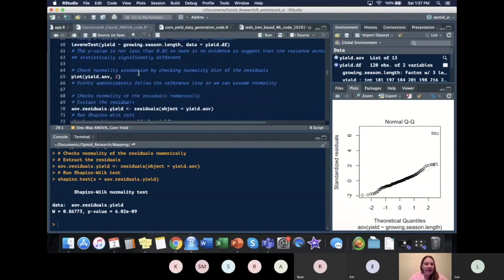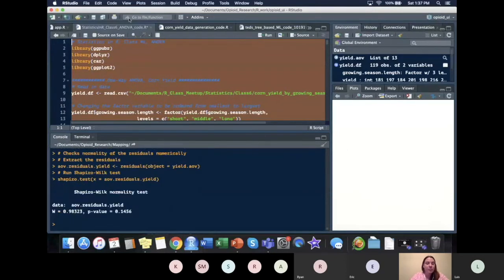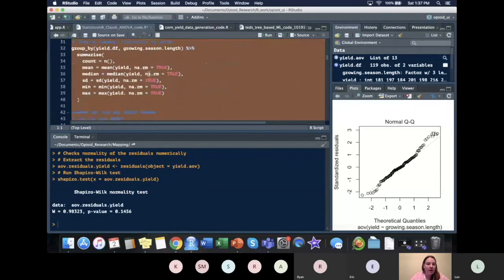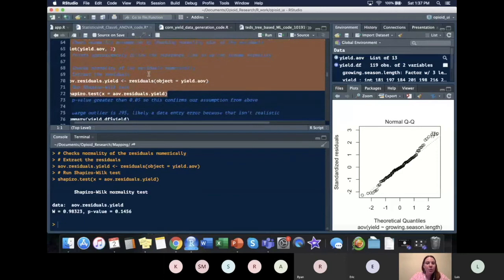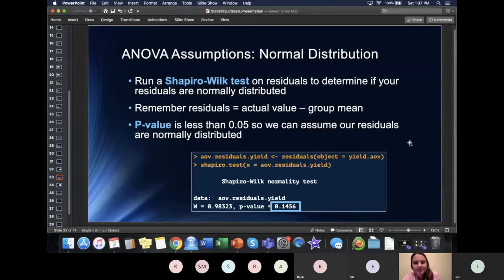So let's go back and redo without that outlier, because this is one we definitely do not want in our data. So here we're seeing the Shapiro-Wilk test and what is outputted there. Are there any questions about Shapiro-Wilk?